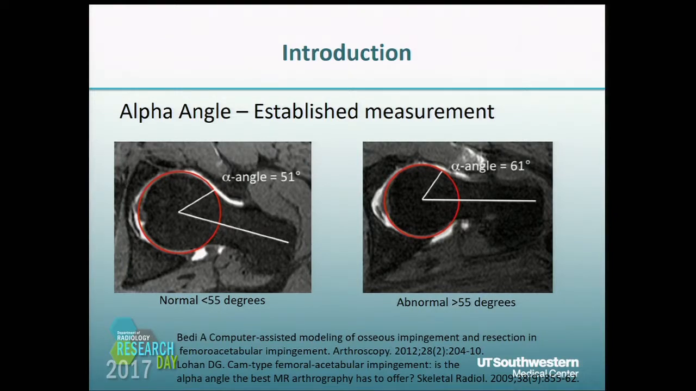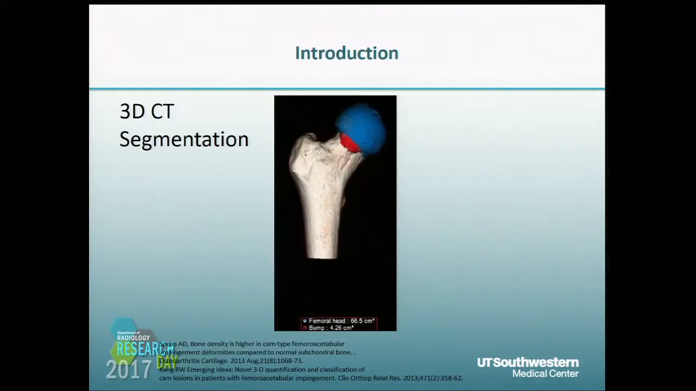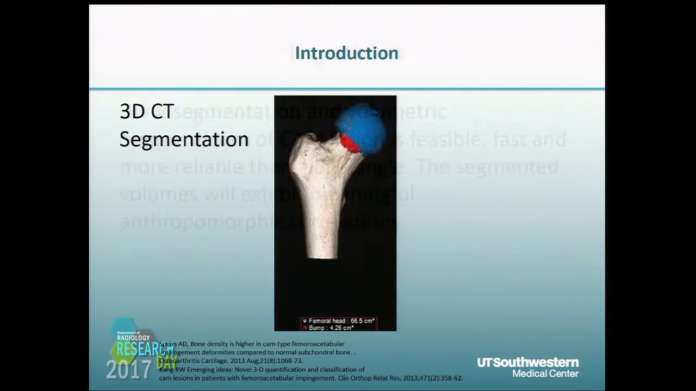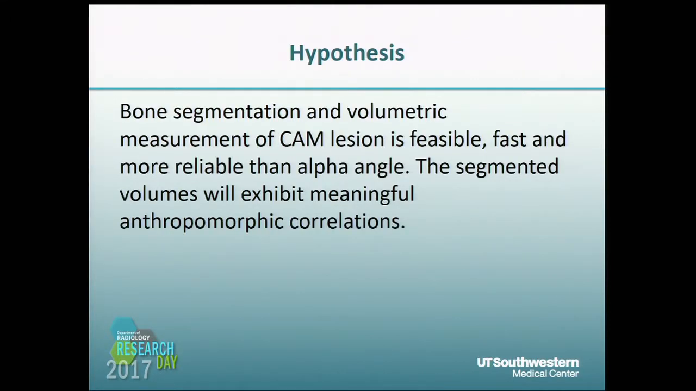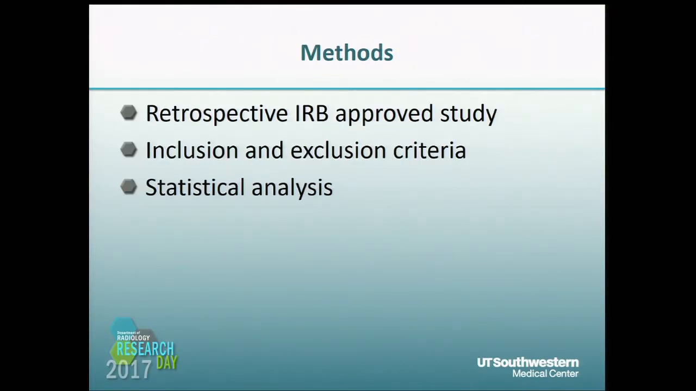So rather than just doing an indirect measurement, we thought we would do a volumetric measurement. This bump lesion has a different attenuation to the bone that's surrounding it, so we can just throw a growth ROI on there and assess the volume of these CAM lesions as well as the volume of the femoral head. So it was our goal to see if doing these volumetric measurements would be a feasible, fast and reliable way to assess for femoroacetabular impingement rather than the established alpha angle measurements.